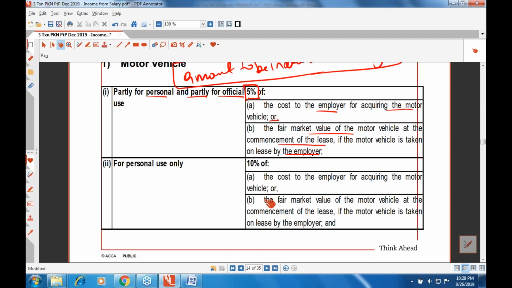Now somebody is asking a question: do business purposes include travel from home to office? Yes. If it's given to you just for the sake of going to office and coming back home, then it's purely for business purposes.